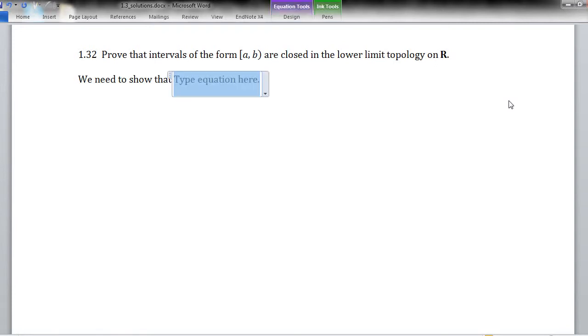open, right? That R minus the interval [a, b), which is the interval from negative infinity to a, union the interval [b, infinity), including b, is open. Okay? So let's get an idea of what to do by drawing a picture.